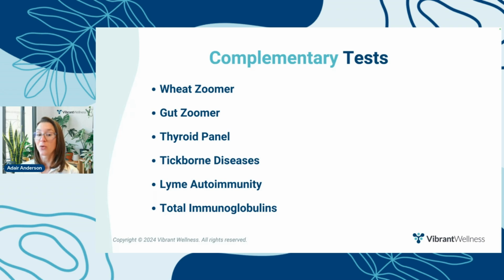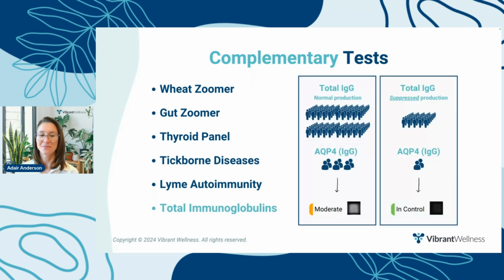When paired with the Autoimmunity Zoomer, the Lyme Autoimmunity test can help determine if the patient has Lyme arthritis versus rheumatoid arthritis, making this pairing valuable for differential diagnosis. And finally, total immunoglobulins for the same reasons discussed earlier.